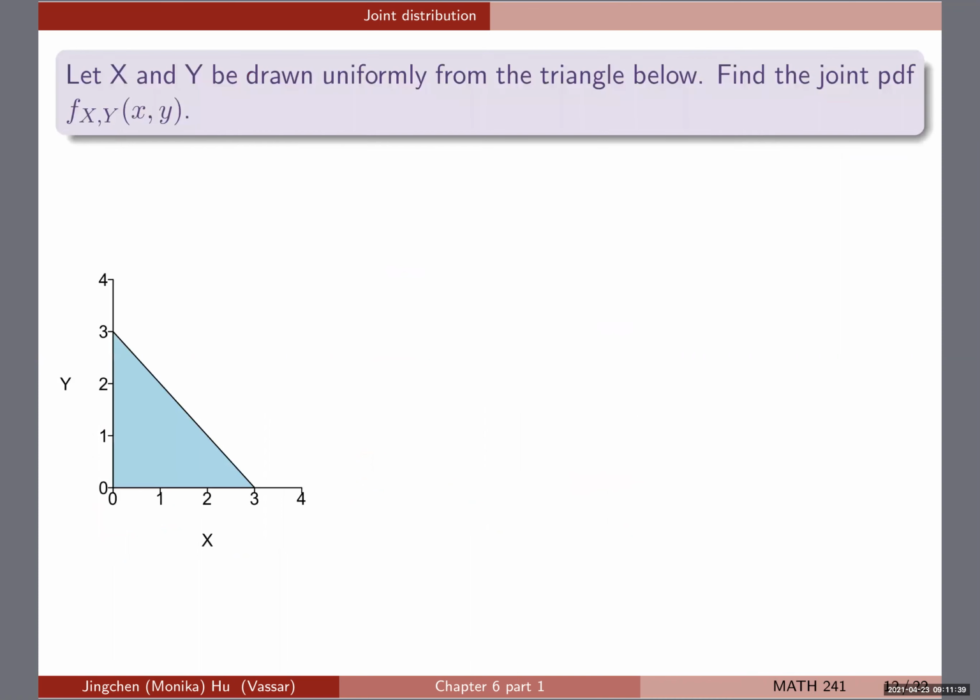So let X and Y be uniformly drawn from the triangle below. Find the joint PDF f_{X,Y}. Feel free to pause a little bit before you continue if you want to give it a try. We do show you the triangle here, and the key I would highlight from the question itself is that X and Y are drawn uniformly from the triangle. So this is some kind of uniform distribution.